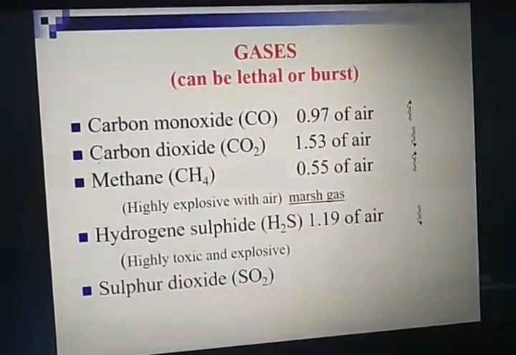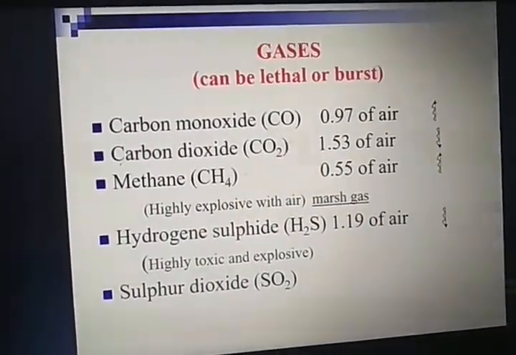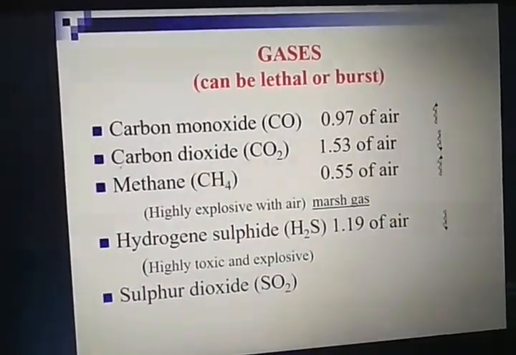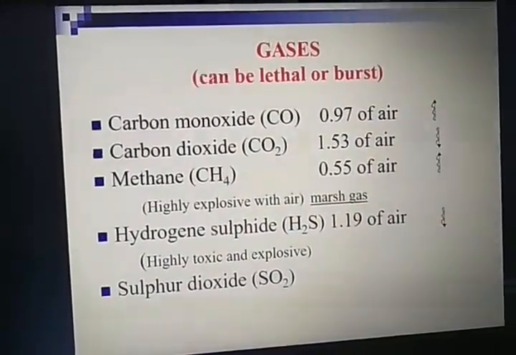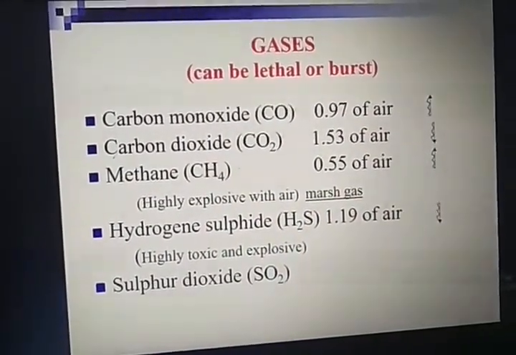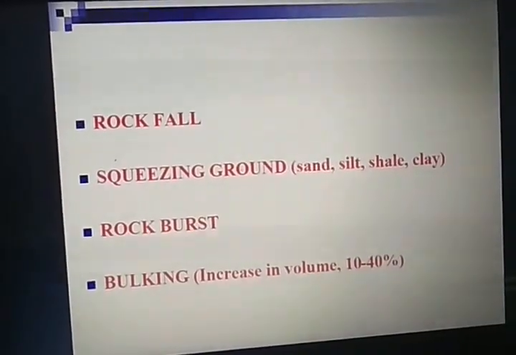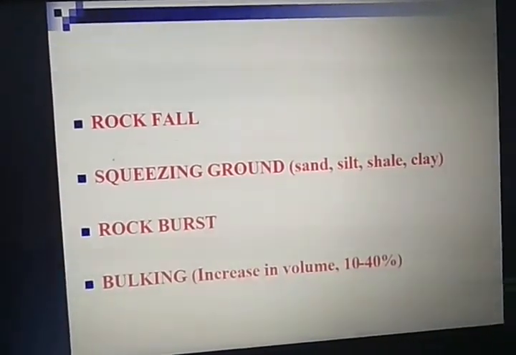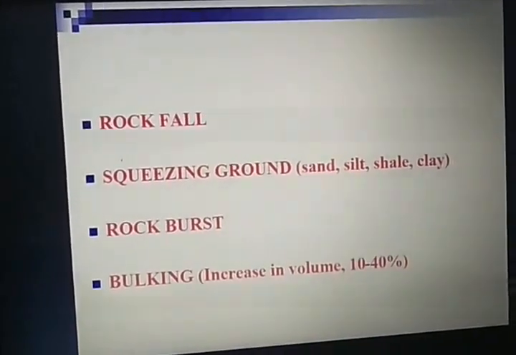Gases: some gases evolve when we are excavating the actual tunnel, that is carbon monoxide, carbon dioxide, methane, hydrogen sulfide, like this. So these are tunnel failures.